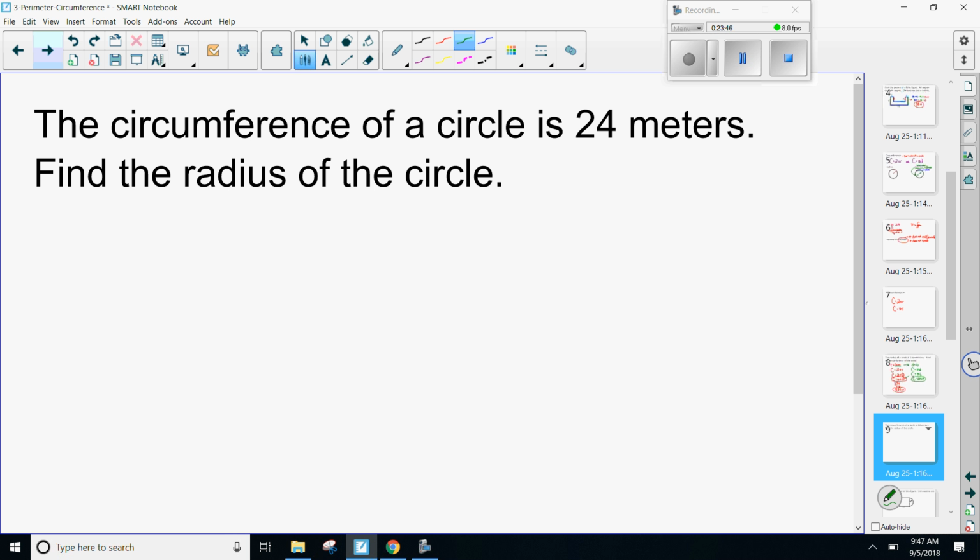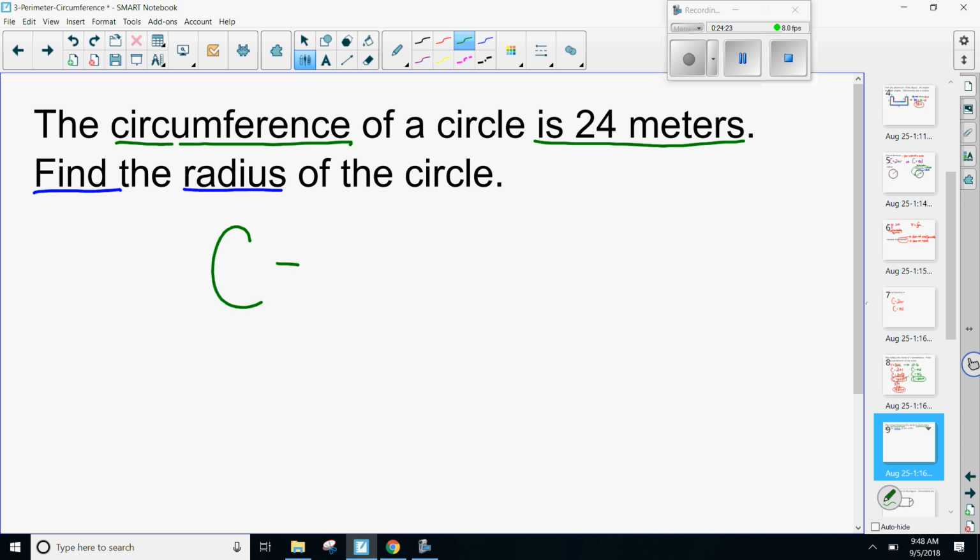This one. The circumference of a circle is 24 meters. Find the radius of the circle. A little more difficult. We see different words here. We see circumference. Do I know the circumference? Yes, the circumference is 24 meters. Then it says find what? The radius. Okay, so I'm working with something that says circumference and radius. Do you know a formula?